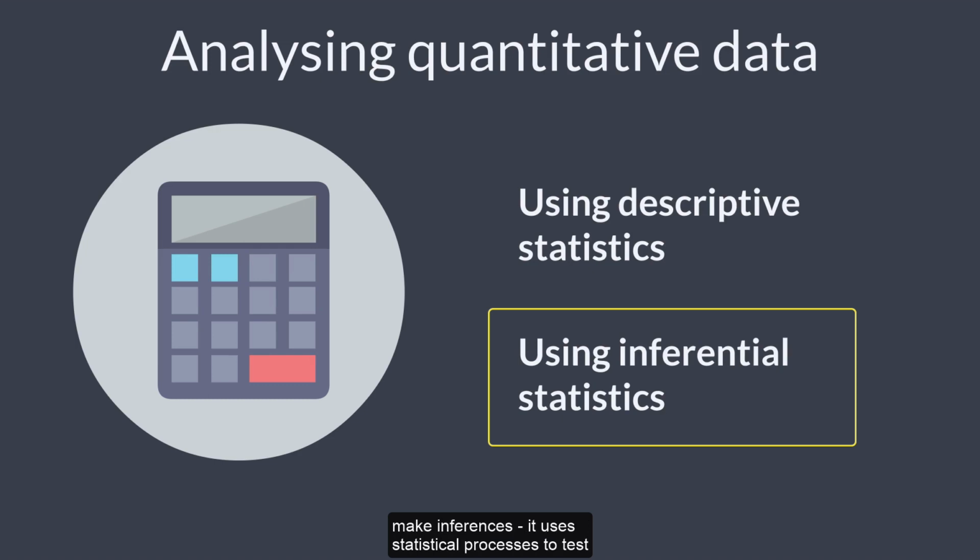And number two, using inferential statistics. These allow you to make inferences. It uses statistical processes to test a hypothesis and helps us to say, for example, findings indicate that intervention X causes an improvement in word retrieval.